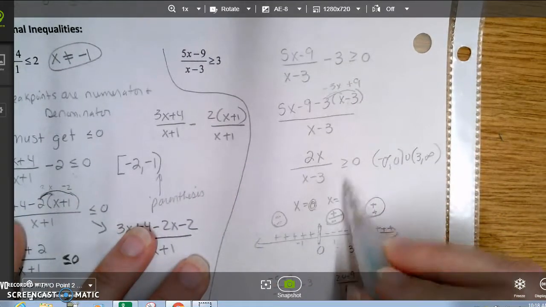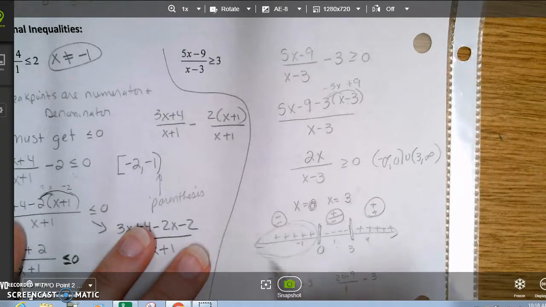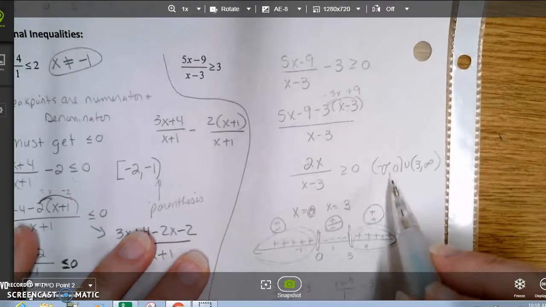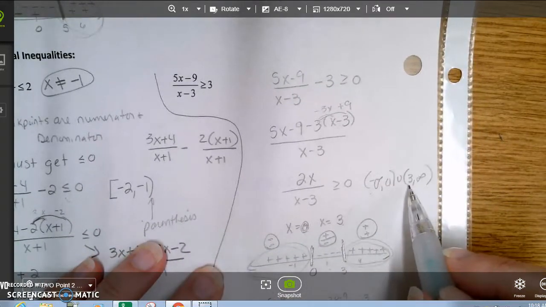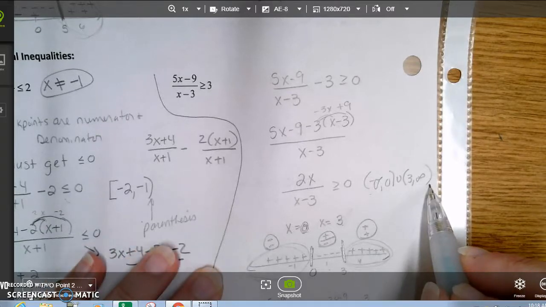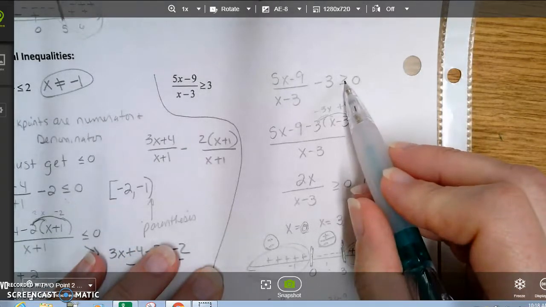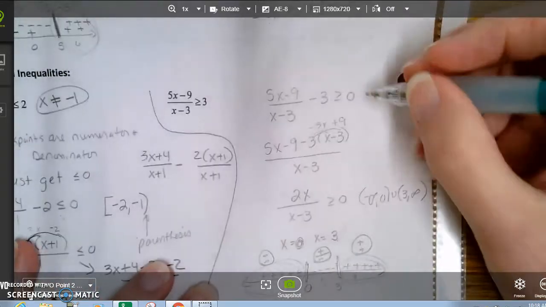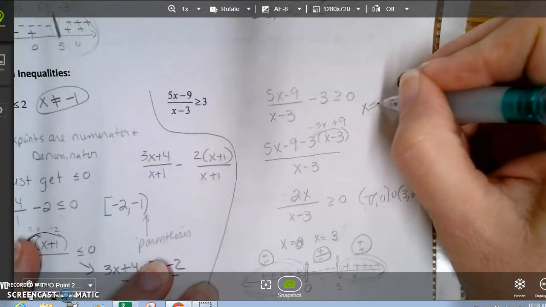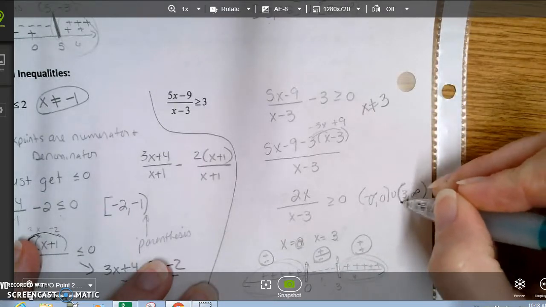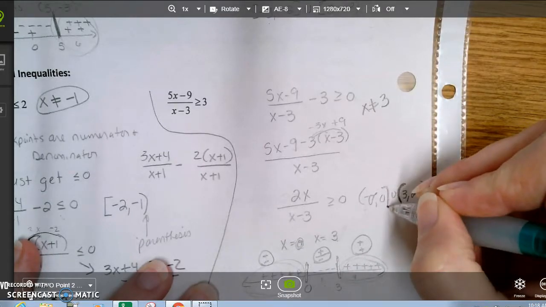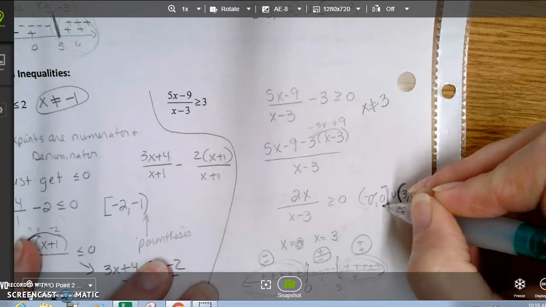So this time I want the positive areas of the graph, which are over here and over here. So my answer is going to be from -infinity to 0, and then from 3 to +infinity. It is greater than or equal to, but that means x cannot equal 3. So I have to have a parenthesis here, but I'm going to have a square bracket right there.